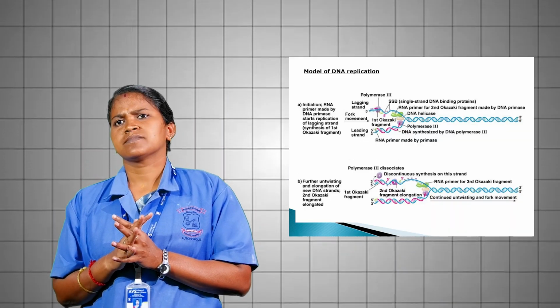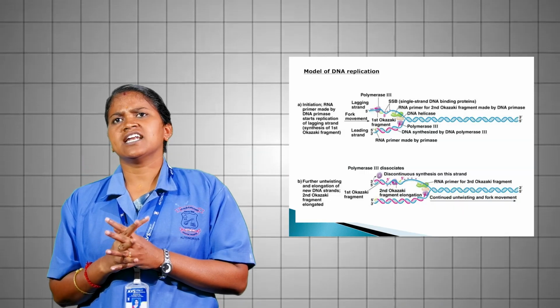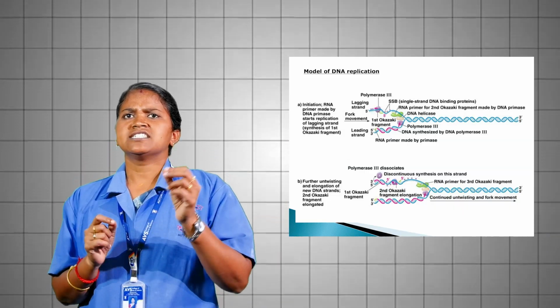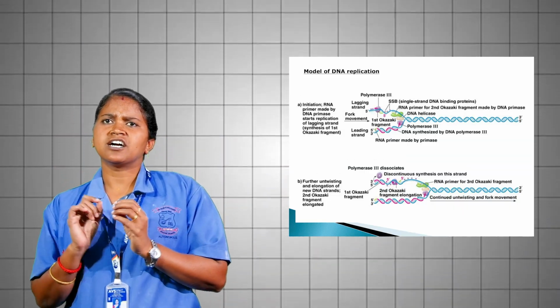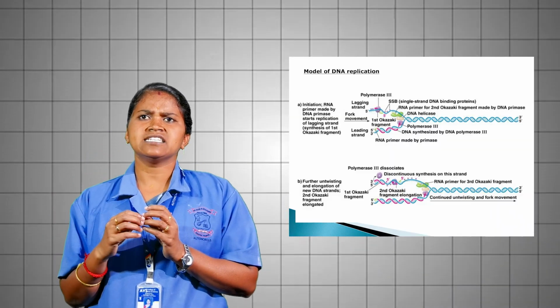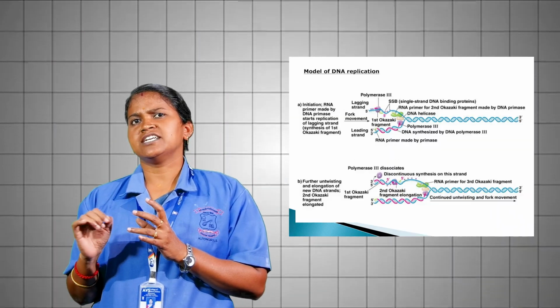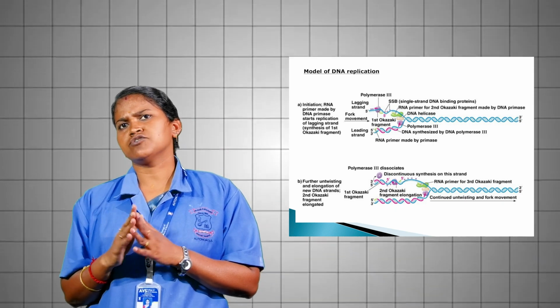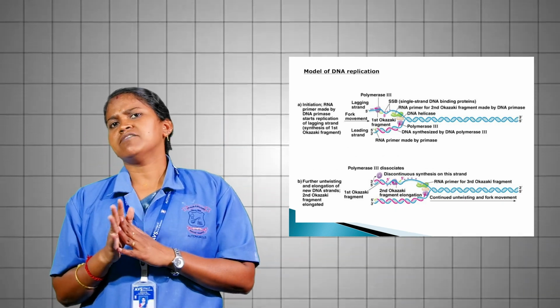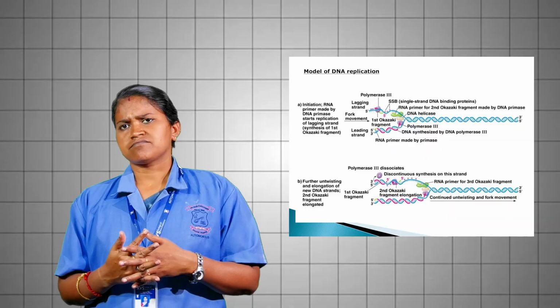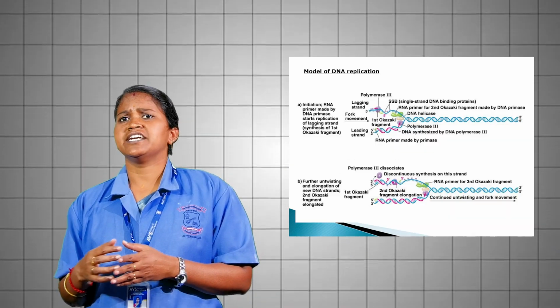Next step is elongation. Elongation means the addition of the leading strand and lagging strand. The leading strand is continuous synthesis of the DNA strand, and the lagging strand is discontinuous synthesis of the DNA strand. It's a newly synthesized DNA strand 5 prime to 3 prime and 3 prime to 5 prime. It's a template DNA strand, and then finally the newly synthesized DNA strand.